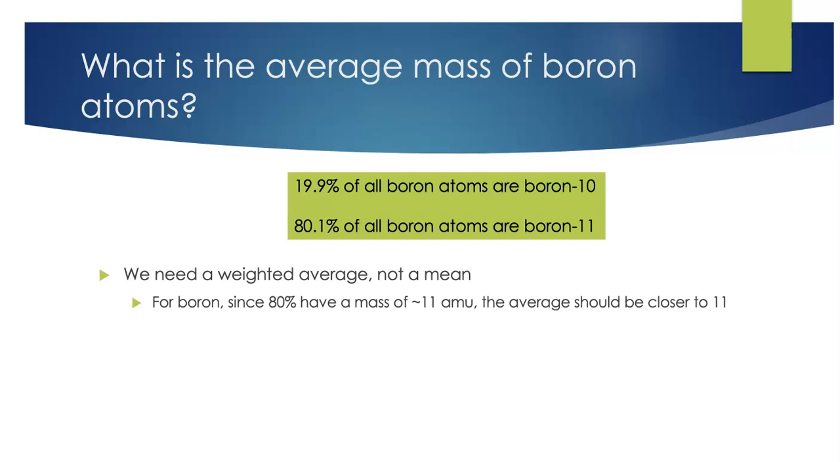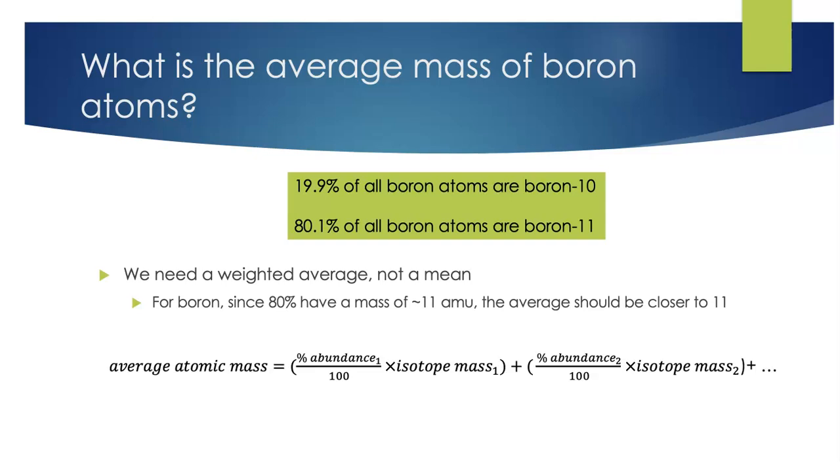We want to do that weighted average. We want an average that's closer to 11 and not the midpoint. We don't want the arithmetic mean. We want a weighted average. How do you do a weighted average? Well, they're really pretty simple. And once you know how to do them, they all kind of work the same way.